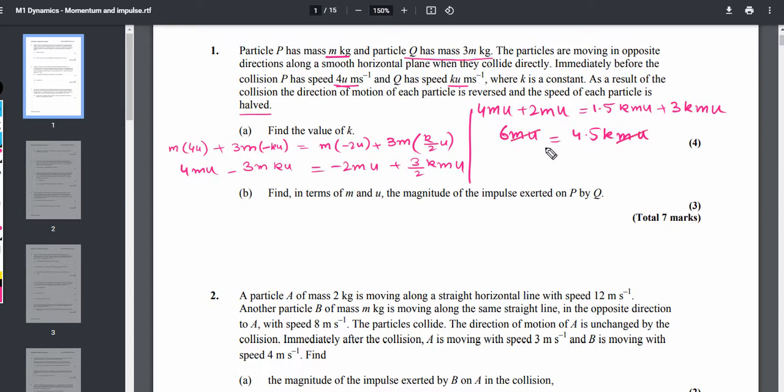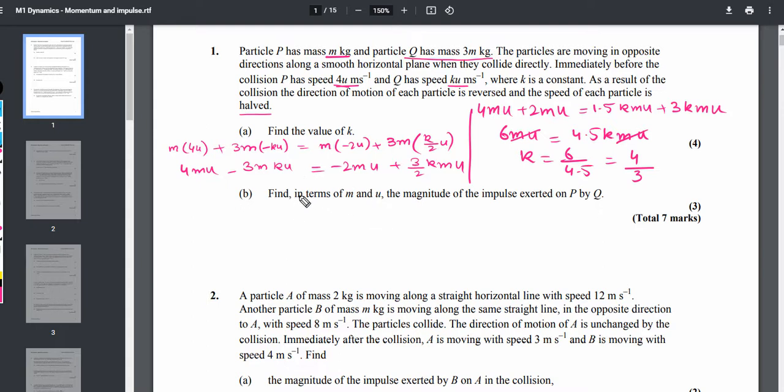So mu will get cancelled, and k will become equal to 6 over 4.5. So that would be equal to 4 over 3. So the value of k is 4 over 3.